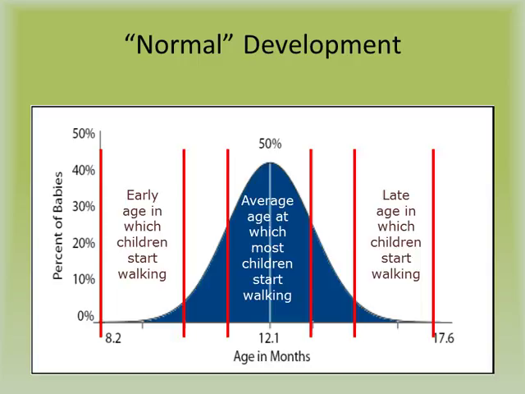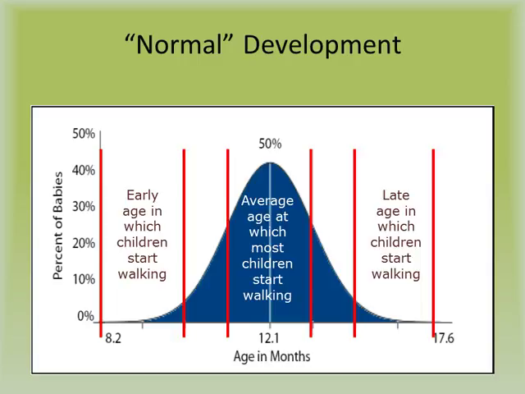You can see from the picture that normal development is a distributed measurement that compares one child's progress against the majority of children. And this normal distribution, better known as the bell curve, occurs when the majority of children reach a milestone at approximately the same age.